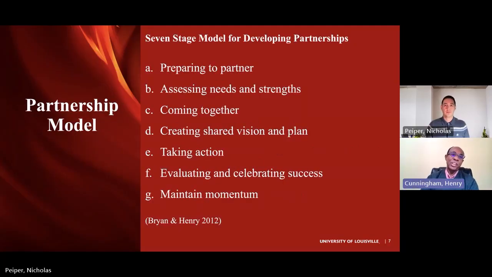Brian and Henry shared this 7-stage model, and they said in every partnership we should follow this model. This model has 7 steps. And the first thing they said is we need to prepare to partner.